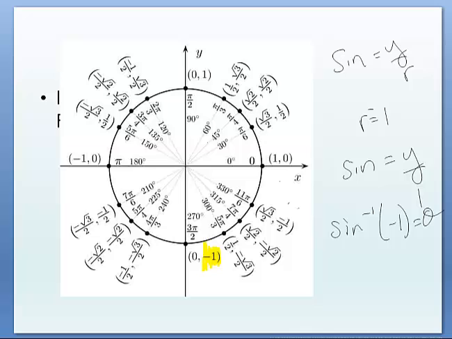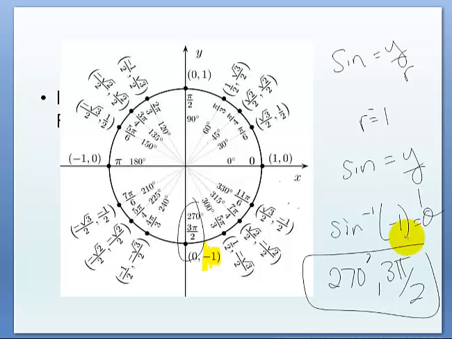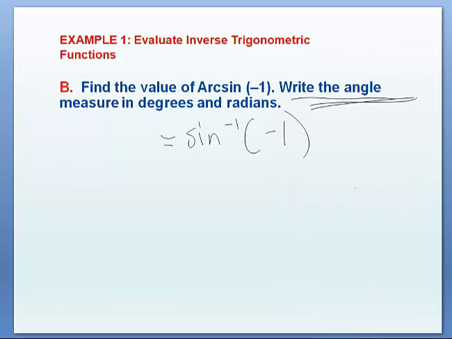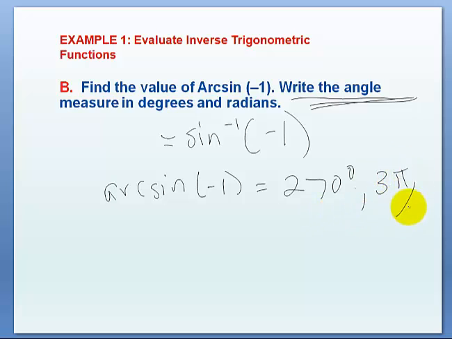What is that angle? Well, the angle is 270, which is 3 pi over 2. So that's our angle. So the arc sine of -1 is equal to 270 degrees, or 3 pi over 2 if we're talking about radians.